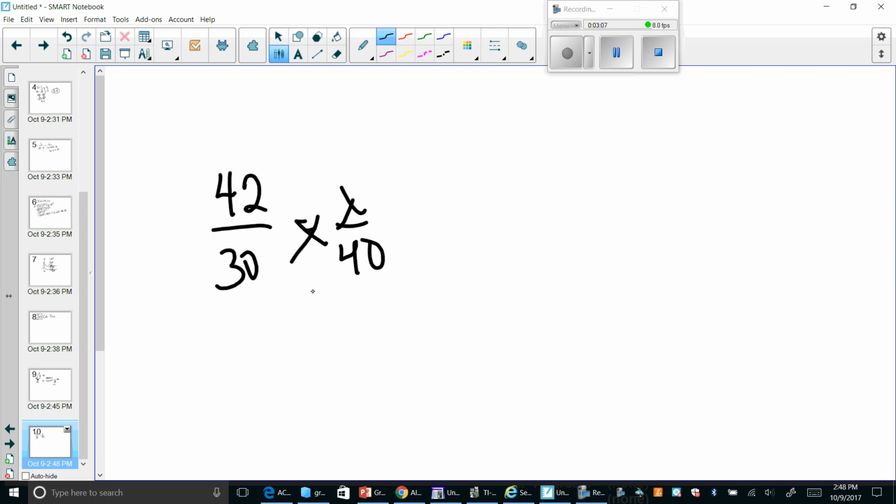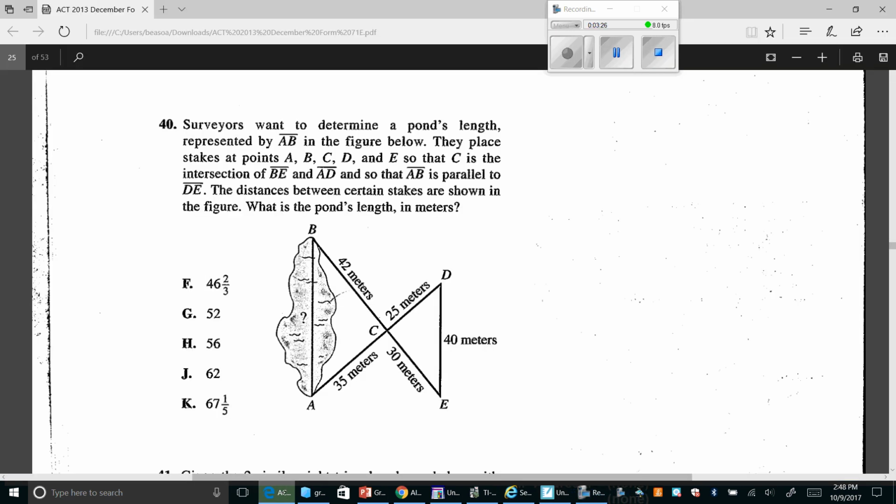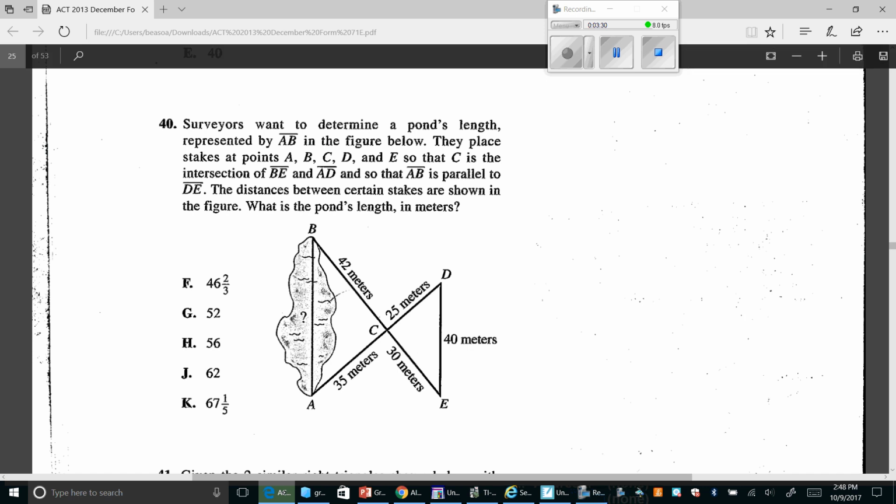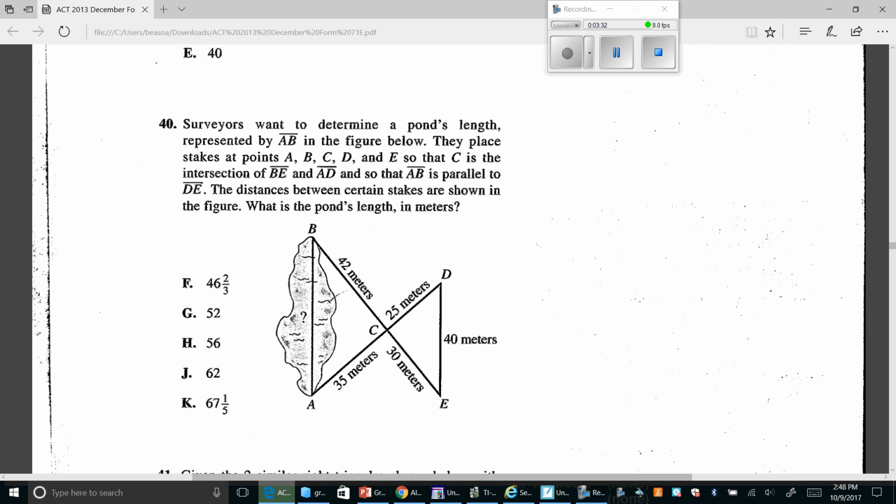And so then I'm just going to cross multiply and divide. 42 times 40 is 1680 equals 30x. Divide by 30, and I'll get x is 56. I would get the exact same thing if I used 35 over 25 and x over 40. So my answer here is H. It works out the same way.